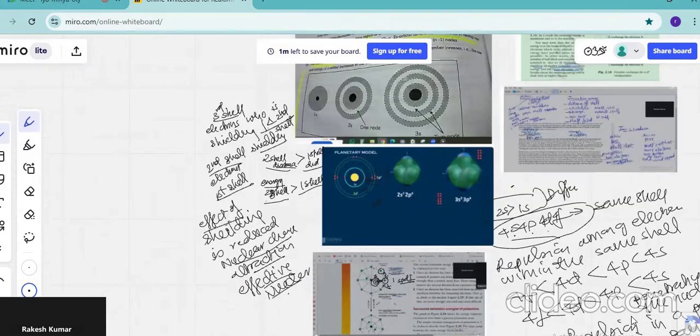Like if you have 4s, 4d, 4p, 4f, 4s is closest, so it will shield more. So the shielding of s is greater than the shielding of p, is greater than the shielding of d, is greater than the shielding of f. So this is amongst electrons present in different orbitals, or subshells, of a shell.